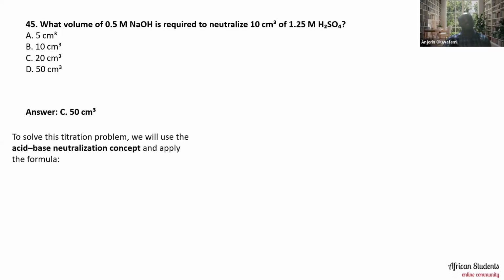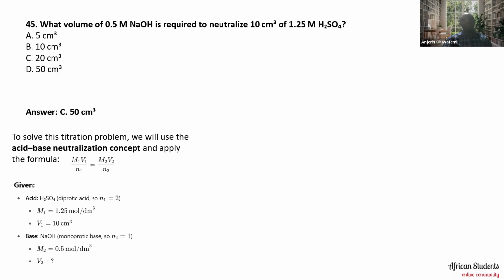To solve this titration problem, we will use the acid-base neutralization concept and apply the formula M1 V1 over N1 equals M2 V2 over N2. So if you look at it, the acid is diprotic, so that means N1 for the acid will be 2. So M1 is 1.25 mole per dm cube.